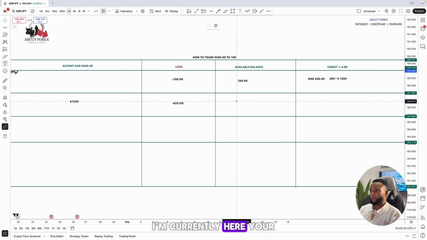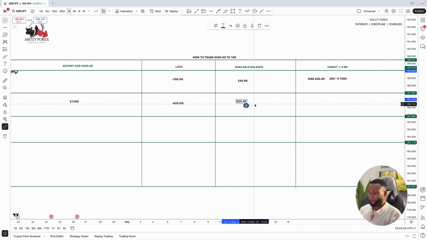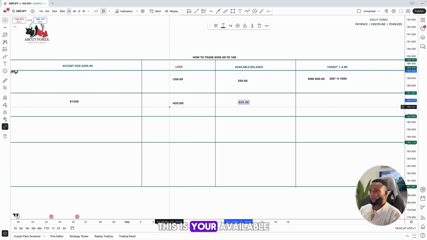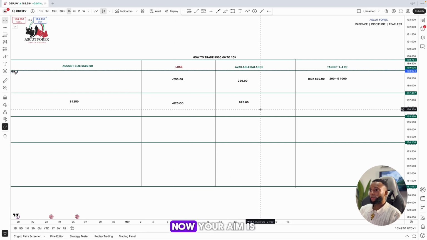And currently here, your initial balance is what? $625. This is your available balance. Now the money you have in your account after you suffer these losses. Now your aim is what? To trade 1 to 10 again. Remember, you're still doing the same 1 to 10.